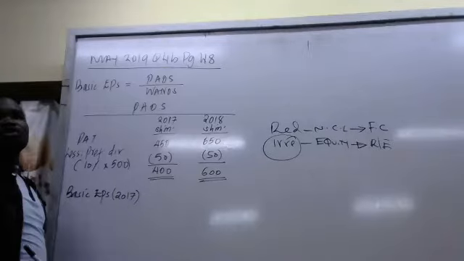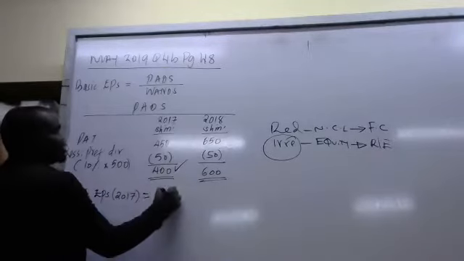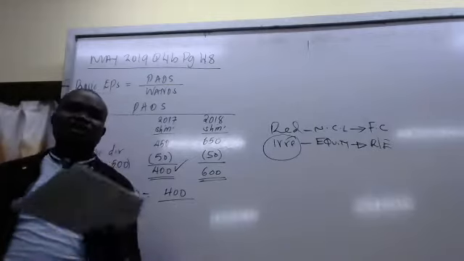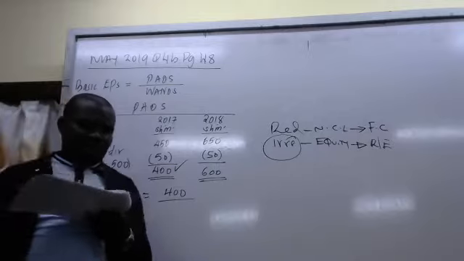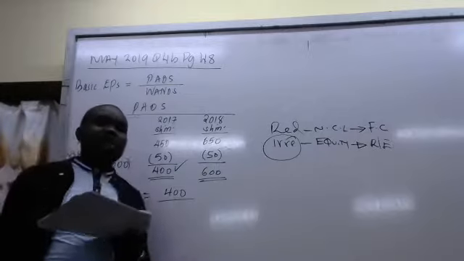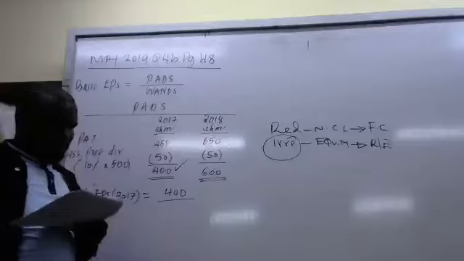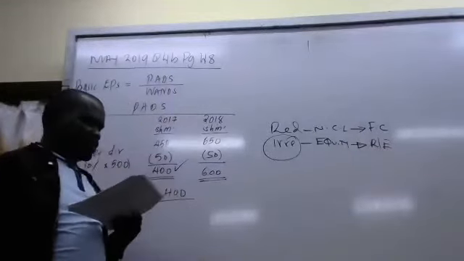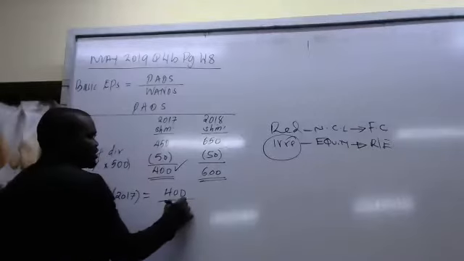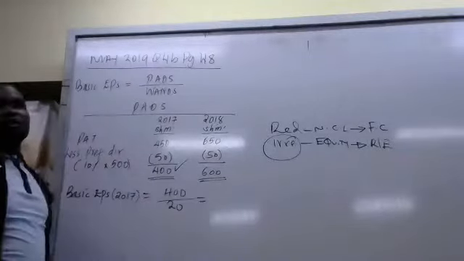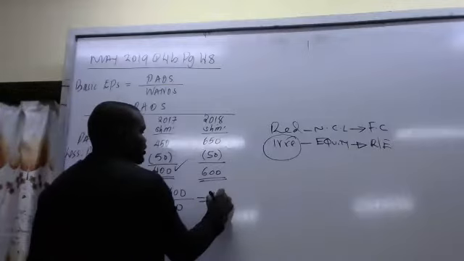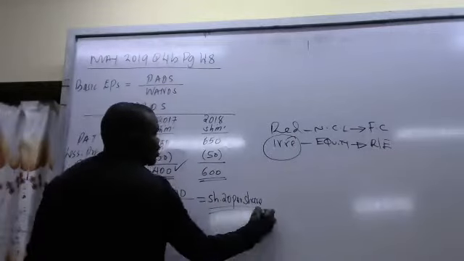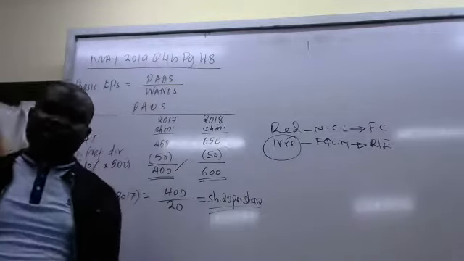2017, there was no effect. So you just take this profit, the 400, divide by the number of shares. Can you check the number of shares in the capital structure? So in the capital structure, the ordinary shares, 2017, how many are you seeing? It is 2000 divided by par value. Par value is 100, giving you 20. So divide by 20. This one gives you shillings 20 per share. There was no effects.